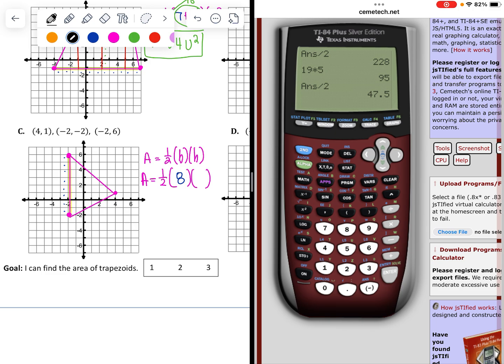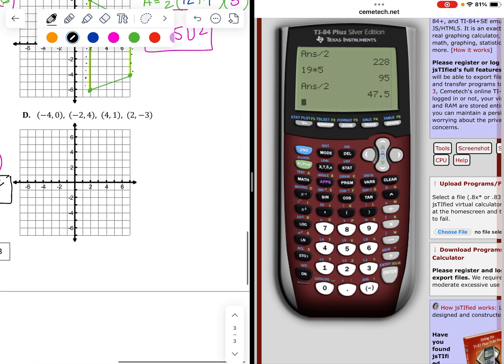And then my height's perpendicular to that. So my height is going to be a horizontal line. So I'm going to draw a horizontal line from the base to the opposite vertex there, the highest the triangle goes. And then I'm going to count that. 1, 2, 3, 4, 5, 6. Okay, so I have area equals 1/2 of 48, which is 24 units squared.